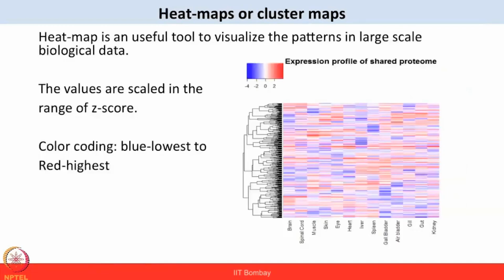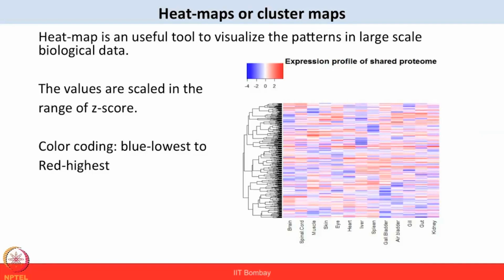A heat map is a useful tool to visualize patterns in large scale biological data. Basically, you can visualize thousands of genes and their pattern across numerous samples. As you can see in the figure, the rows are the list of proteins and the columns are the list of samples, and for a particular protein, if you go through the row, you can see the pattern of this particular protein across different samples. This allows us to visualize an overview of all the patterns in the large scale biological data.